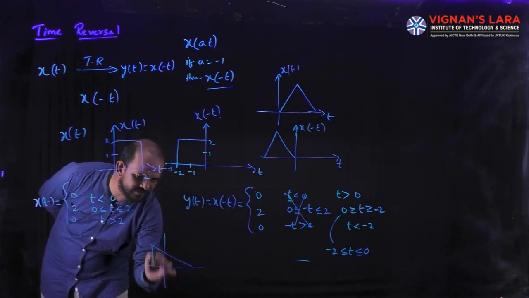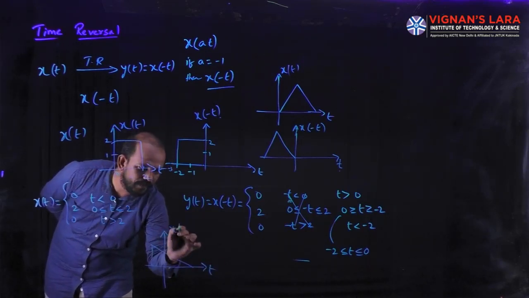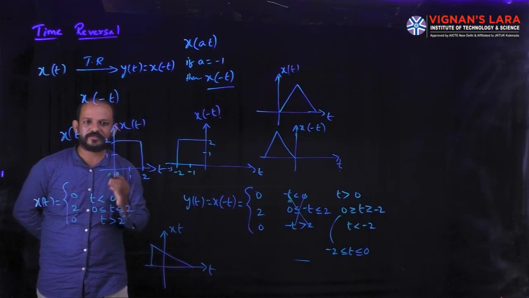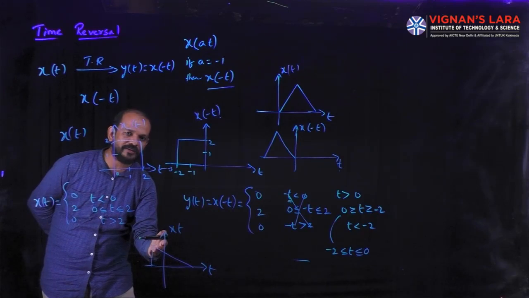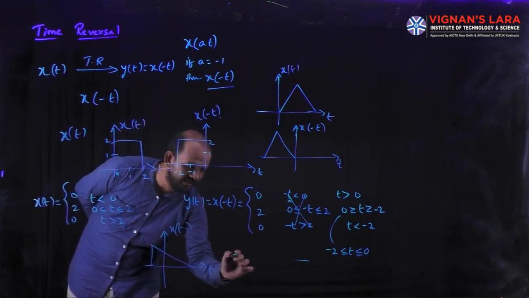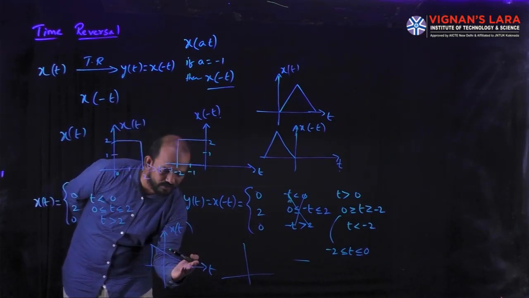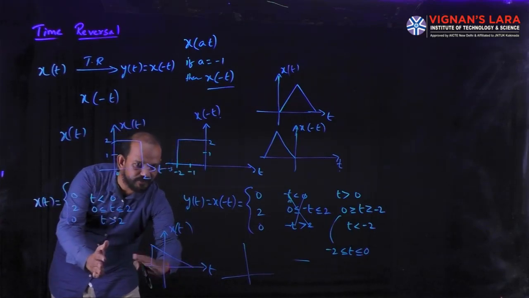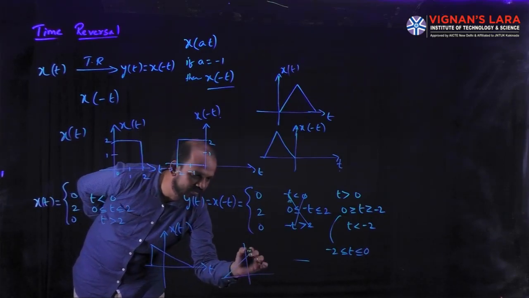There is a signal like this: t, x of t. So what do you do? You have to write x of minus t. See, simple logic. So reverse: this will go that side and that will come this side. Reverse operations.